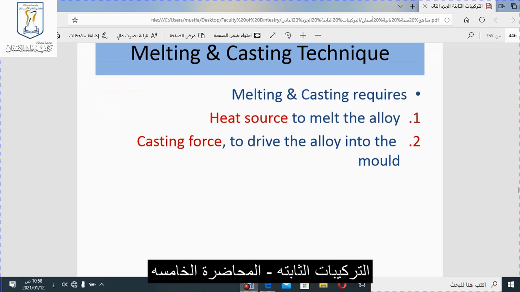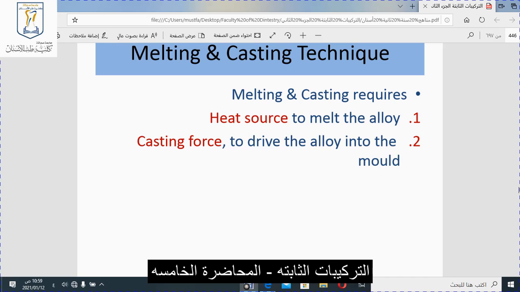Melting and casting technique. We have to melt the alloy and do the casting technique to introduce the alloy inside the mold. So melting is the procedure to make the alloy liquid, and casting is the procedure to introduce the melted alloy inside to fill the mold. The melting and casting technique require heat sources. The melting needs heat sources to transform the alloy from the solid state to the liquid state.